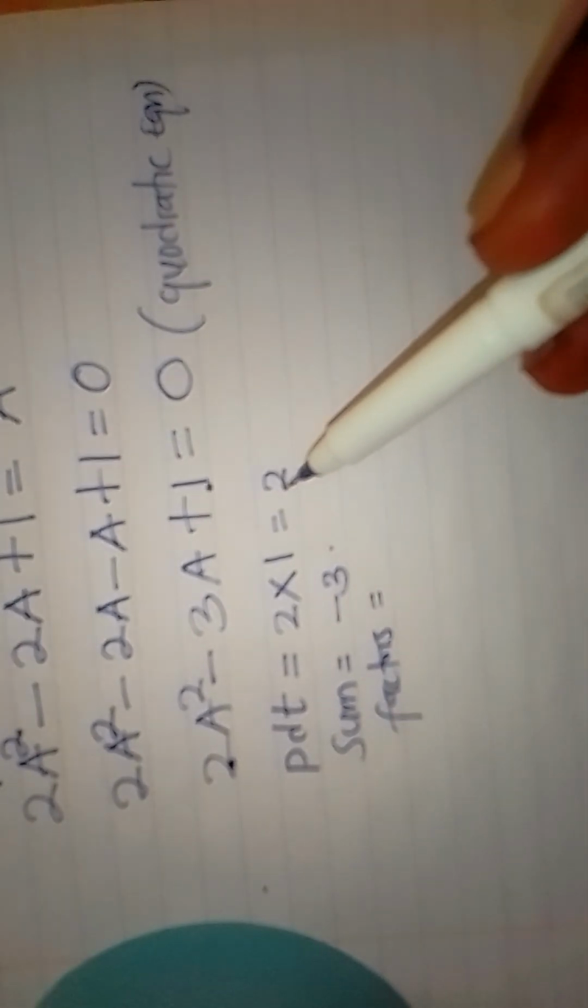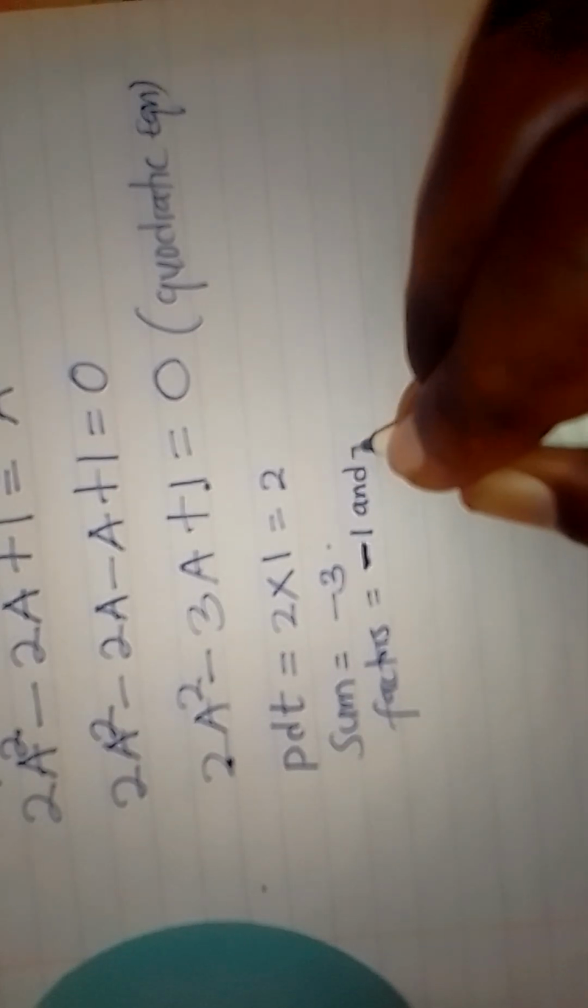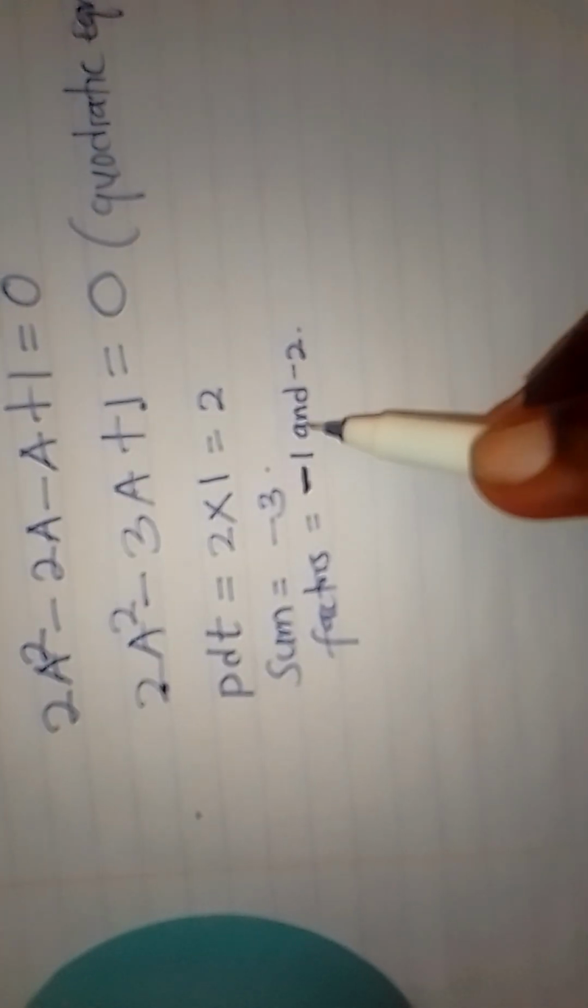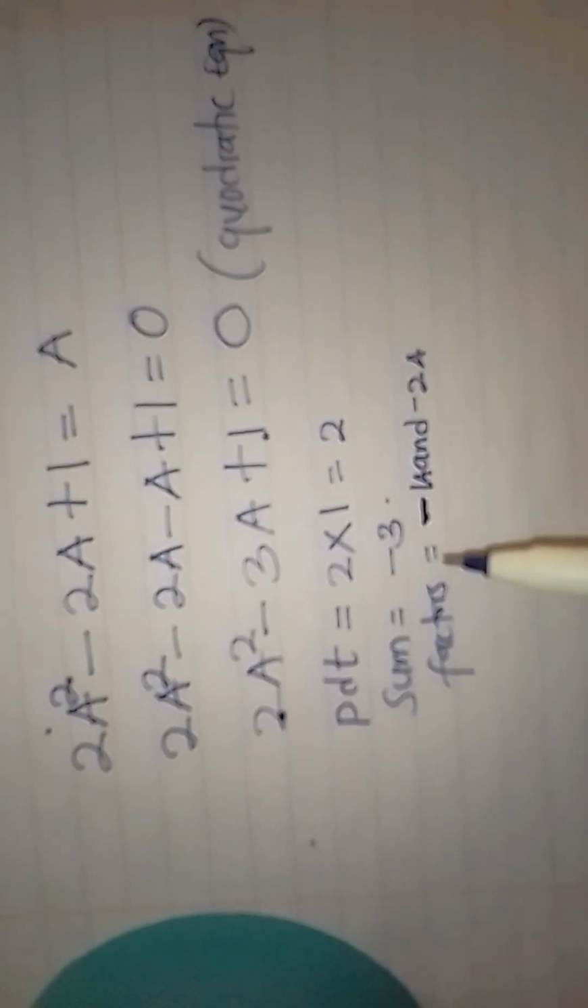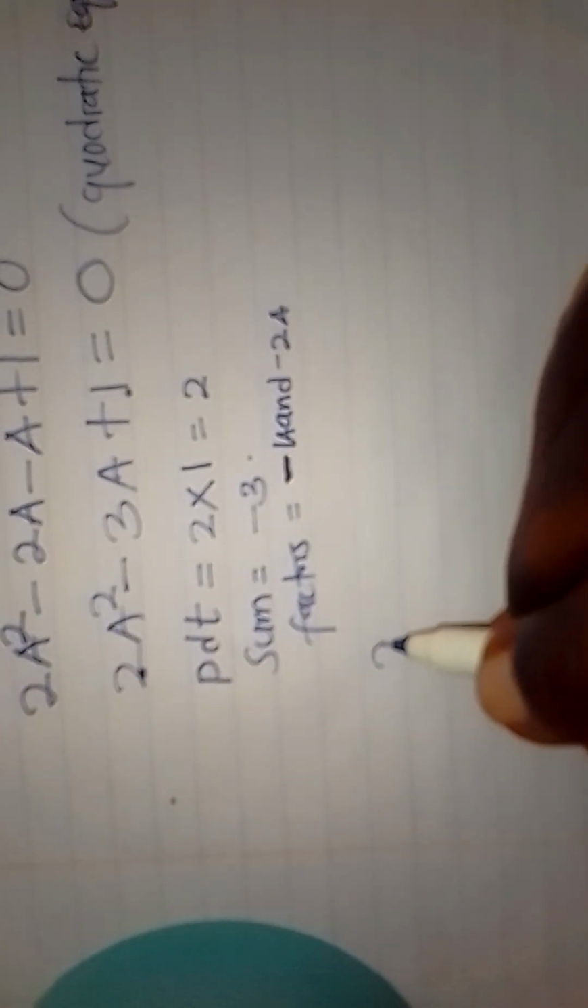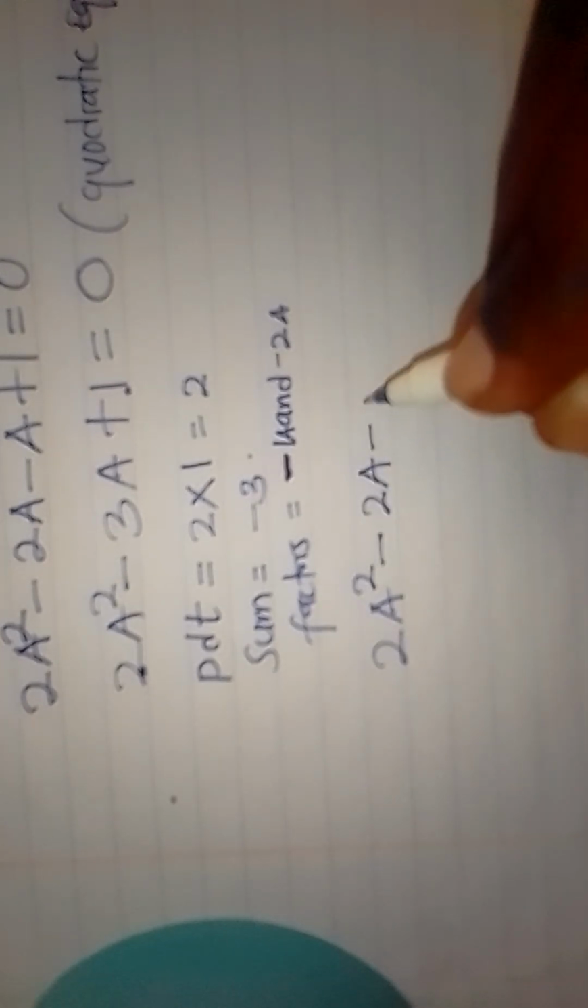Now, factors. These are two numbers which you multiply, you get 2, but on adding them, you get negative 3. And without wasting time, those numbers are negative 1 and negative 2. So those numbers, of course, they are going to share a, and they are going to replace this one here. So we have now 2a squared minus 2a minus a plus 1 equals 0.